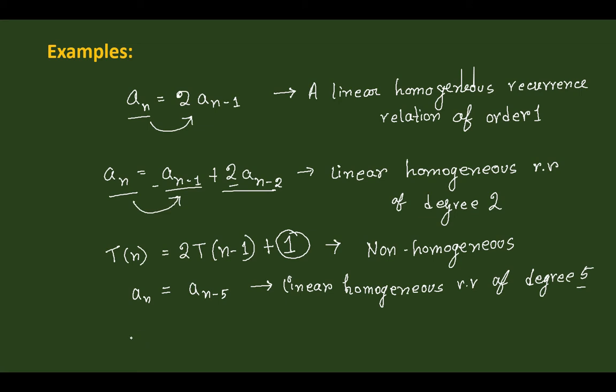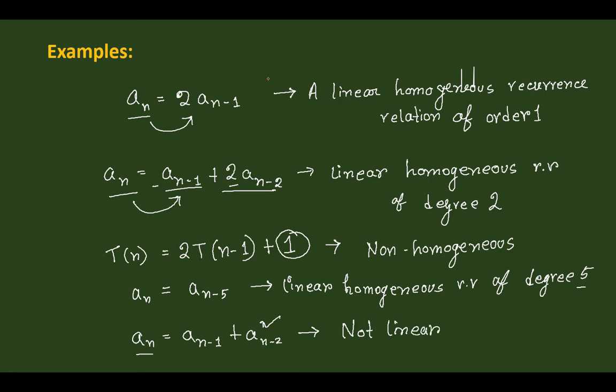Now let me give you one last example, that is nth term of the sequence would be expressed as its previous term plus the square of its second previous term. Now as we can see, there is a square in one of the terms which is used to express the nth term. So these type of recurrence relations are not even linear.